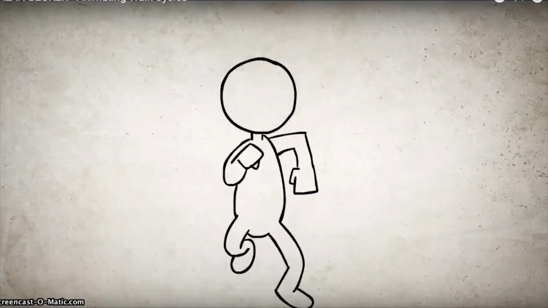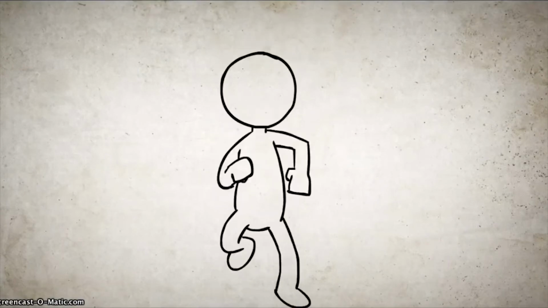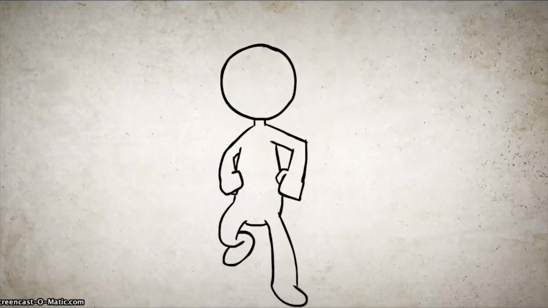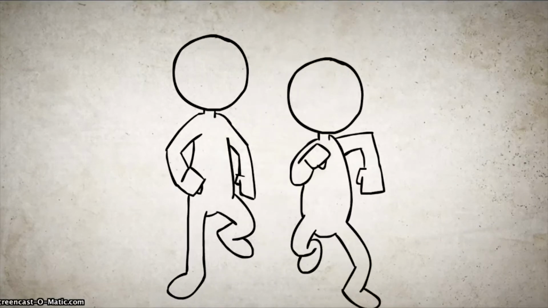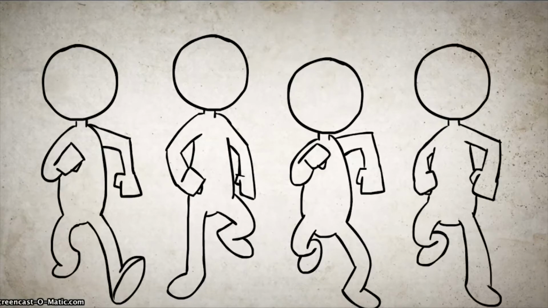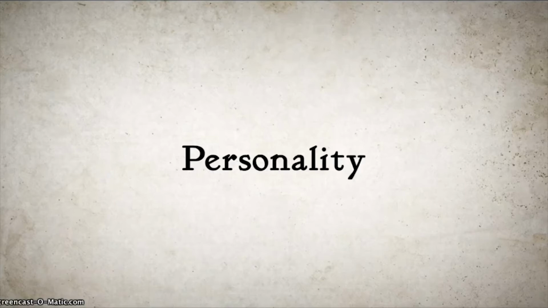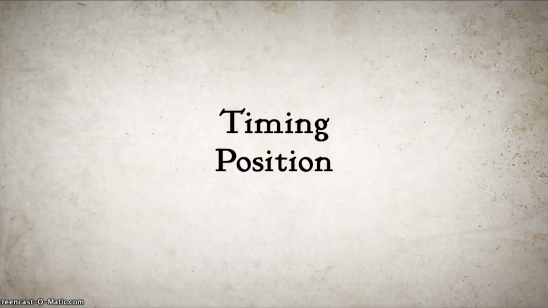When animating a walk cycle from the front, the same rules apply, except the 2 poses you want to draw first are now the up and down poses, because these are more clearly distinguishable from the front compared to the passing and contact poses. Personality can be added to a walk cycle by adjusting a few factors. These factors include timing, position, and offset.